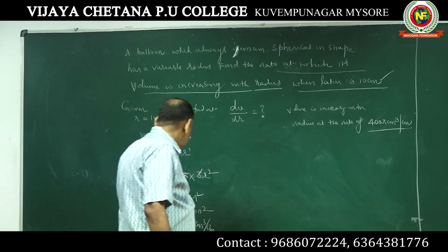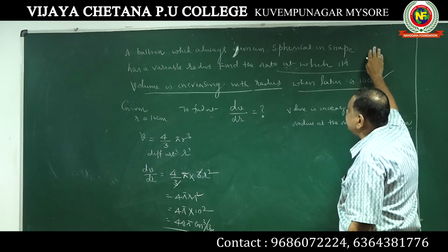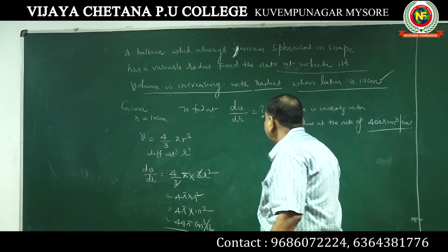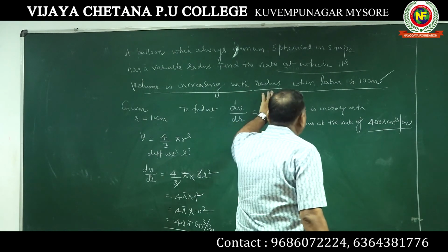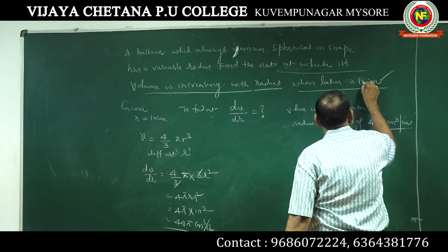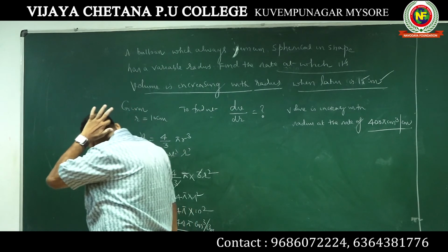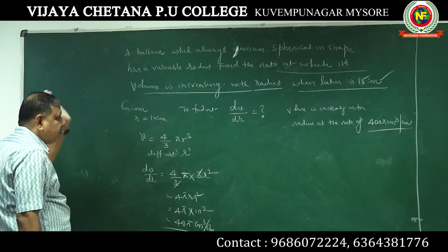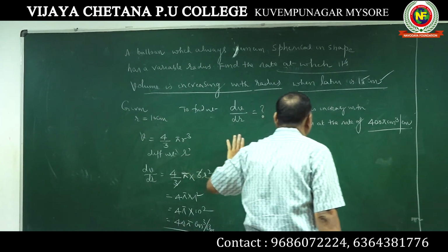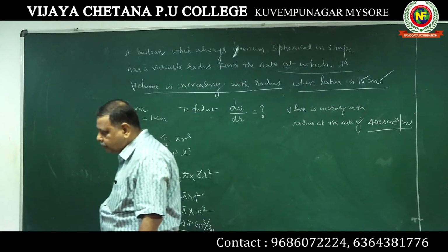Now here you can take the same problem. A balloon which always remains spherical in shape. Find the rate at which its volume is increasing with radius when the radius is 15 centimeter. Please take down. The method is the same thing: you use V and r, and find out the rate.